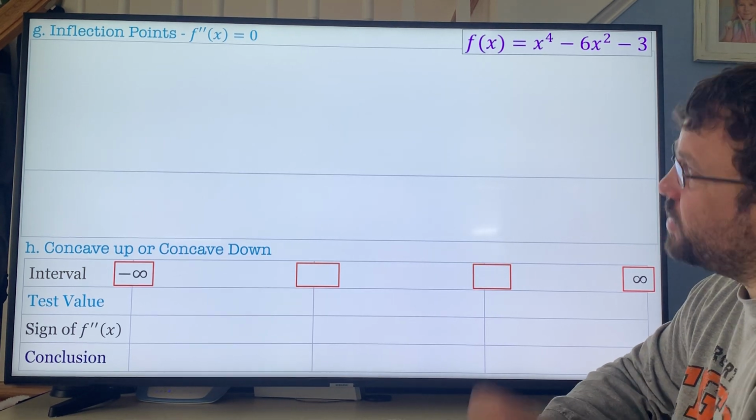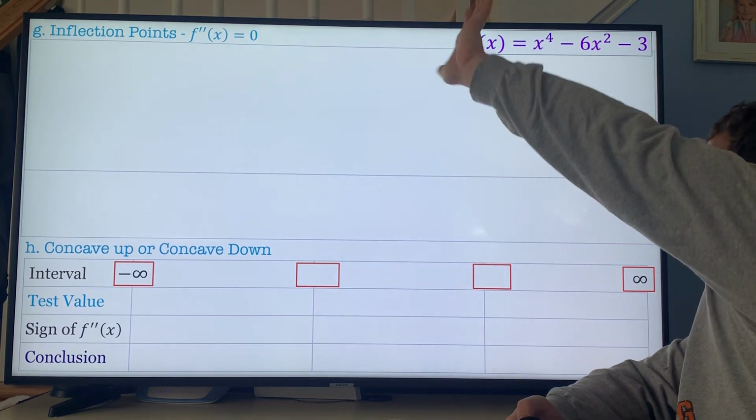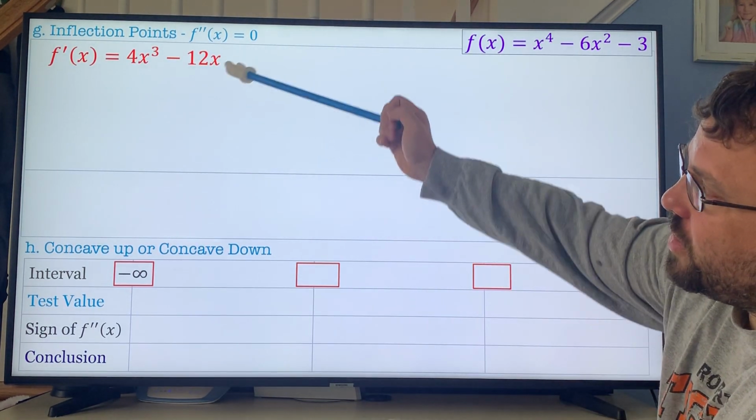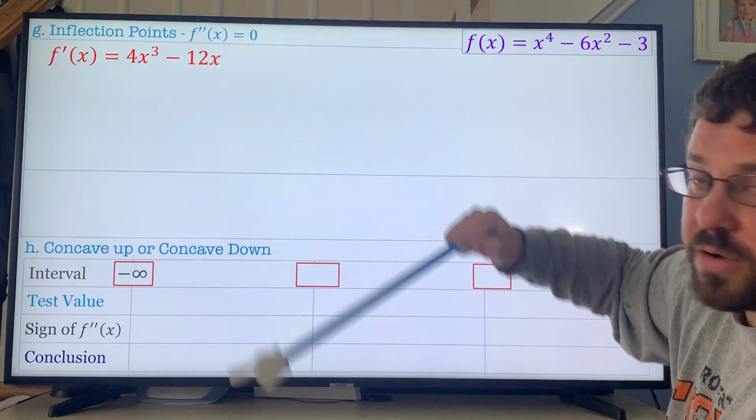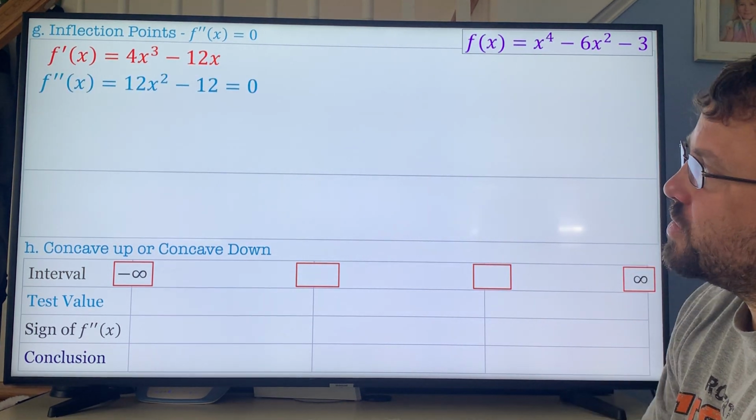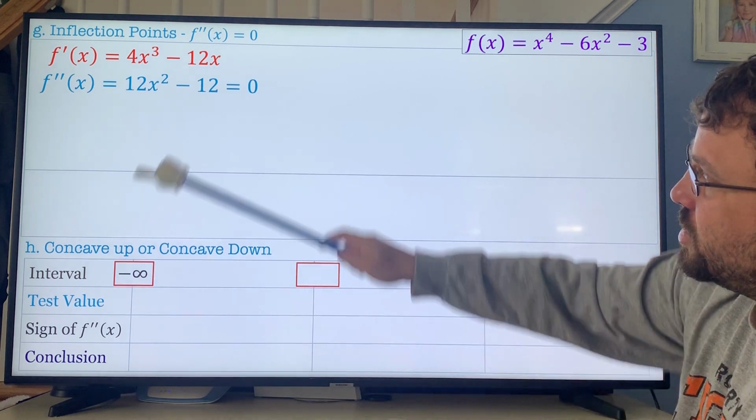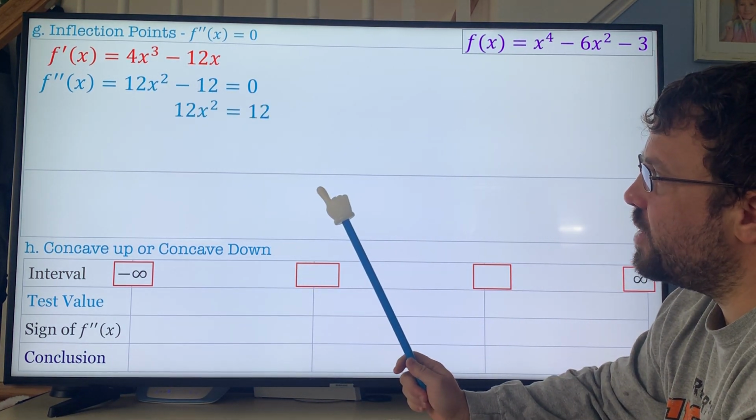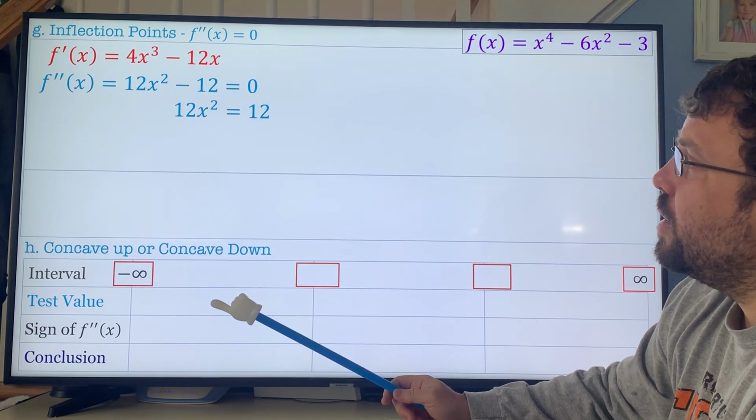So with your inflection point, right? Since this is a polynomial, we only have to worry about setting it equal to 0. So you have your first derivative that you already found from your previous thing when you found your critical points, right? So what you're going to do here is you're going to derive that. 12x squared minus 12 equals 0. So solving for x here, you could take a 12 out if you want, or you could add a 12 to both sides. It doesn't really matter.